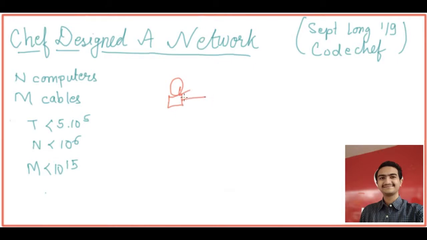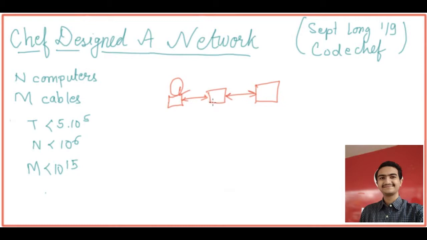The cables are bidirectional, right? So let's just consider three cables. Here we have three computers and three cables, so this is one of the possible arrangements. And there was a concept defined: how many cables are connected to a system, that we have to minimize.